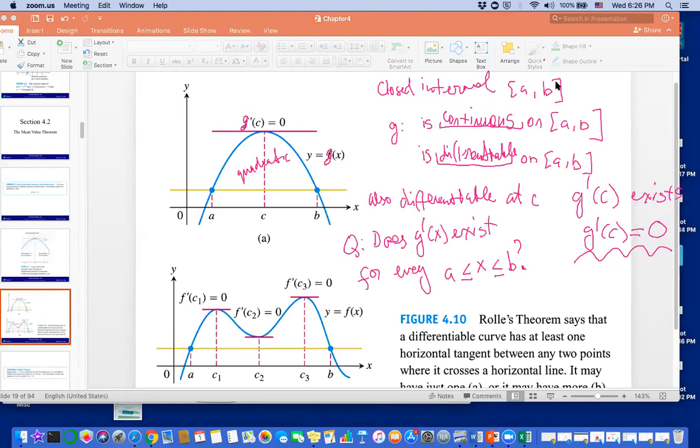Am I dealing with a closed interval? I'm dealing with a closed interval. Is the function f continuous? Yes, it's continuous. Is it differentiable? Yes, it's differentiable. Now, from the looks of it, it's probably some kind of a polynomial.